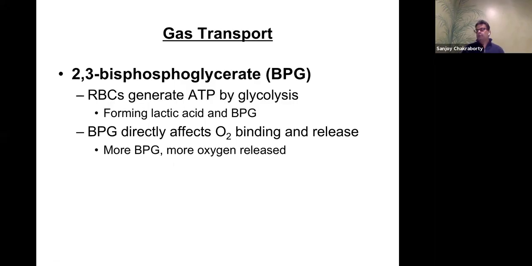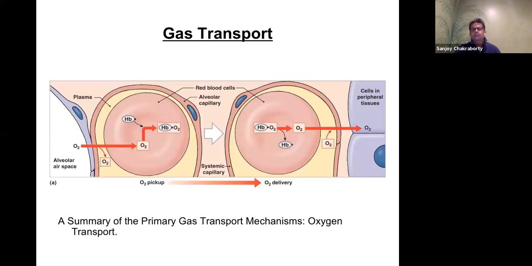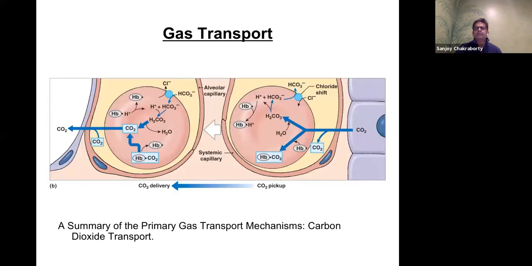Now, how about carbon dioxide? Carbon dioxide has a little bit more chemistry, but the process is simple. I'm going to skip this slide, which is just oxygen, which we just talked about, and I'm going to teach you from this slide. So for carbon dioxide, two things happen.